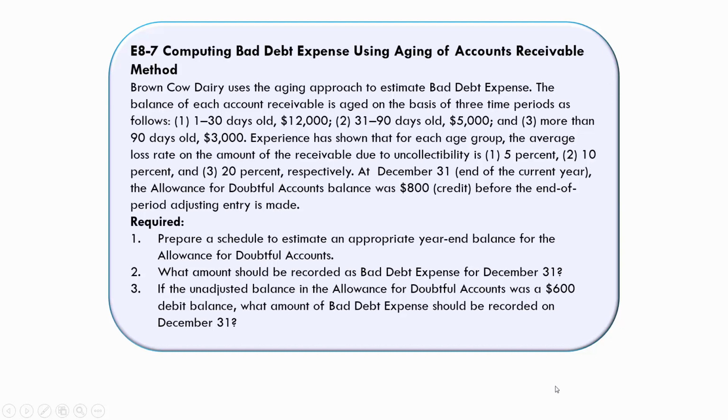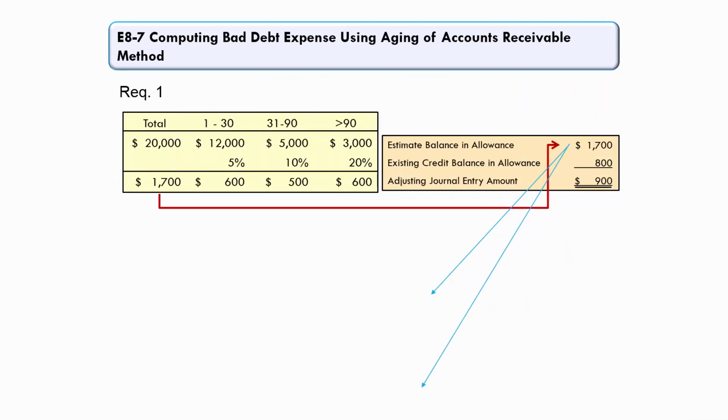So they want us to prepare a schedule, and then they have to do a recording of bad debt, and then talking about how much is in bad debt expense. So your first part is just going through, and they don't have it listed here, but this is the total accounts receivable of $20,000, and this is where they have put it into the buckets. And multiplying that gets us a total amount which we believe should be the amount of our accounts receivable that we don't expect to collect on.